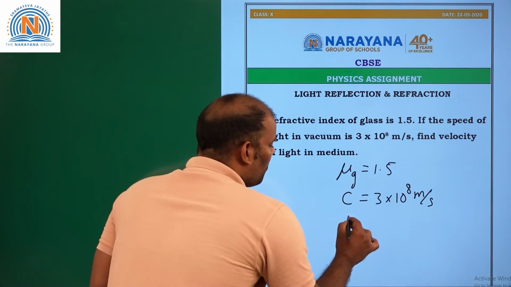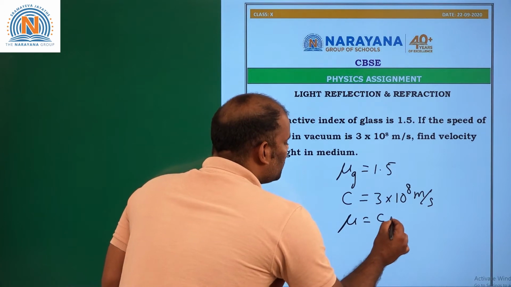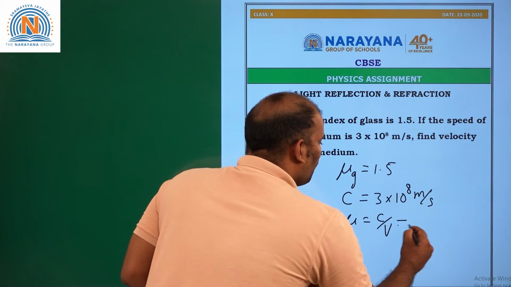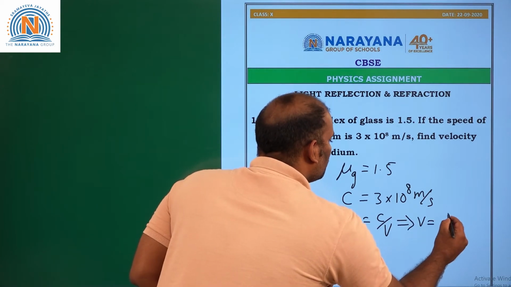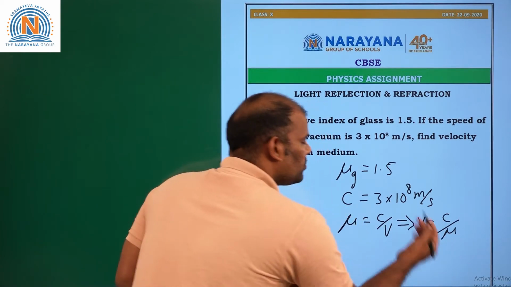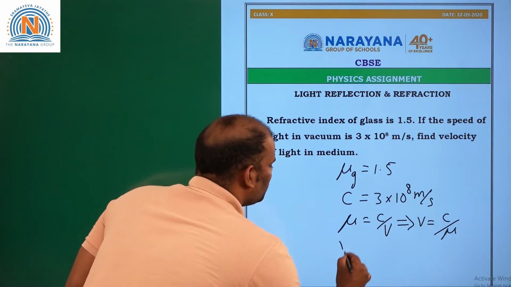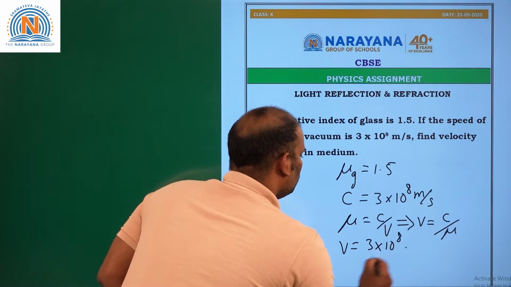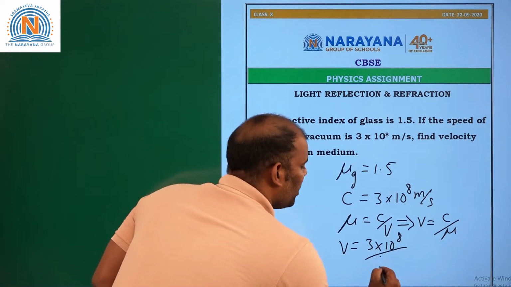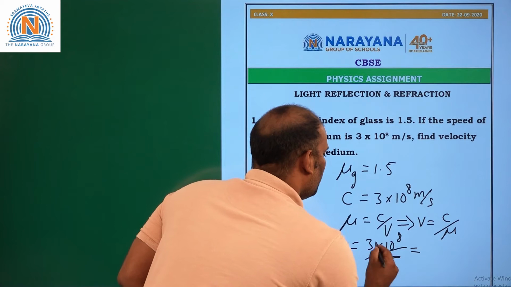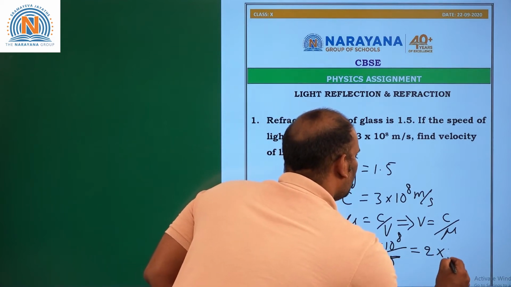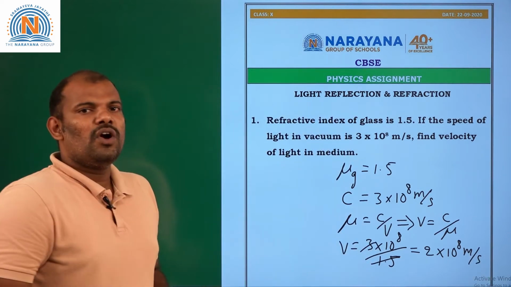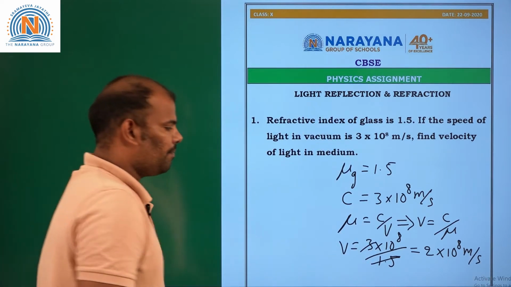So you know the formula mu is equal to c over v. Okay, from this formula we can write v is equal to c over mu. Substitute the values. So v is equal to, c is nothing but 3 into 10 power 8, and you know the refractive index value, that is 1.5. So finally you get 2 into 10 power 8 meter per second. Okay, let us see question number 2.